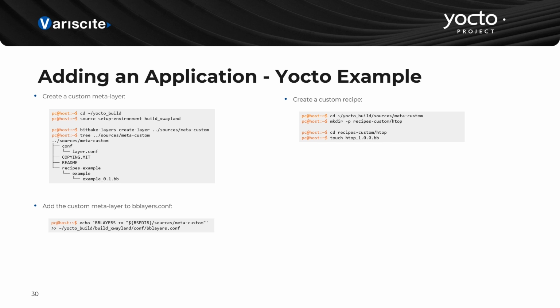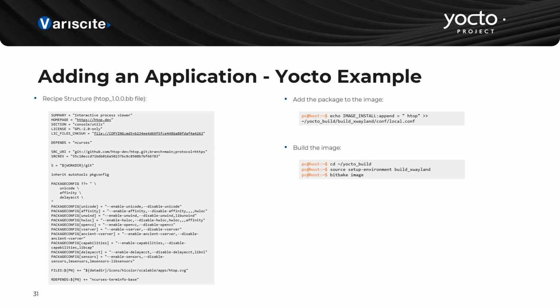We can use the bitbake-layers tool to create the meta layer, and then we are going to add it to our bblayers.conf file. After that, we are going to create a recipe that adds our application to the Yocto image. In the Yocto project, a recipe is a file that contains the instructions for fetching, configuring, compiling, and packaging a specific piece of software. These instructions are written using the BitBake build tool, which Yocto relies on to perform the build process. Recipes are fundamental to defining how the software components in an embedded Linux distribution are built and integrated.